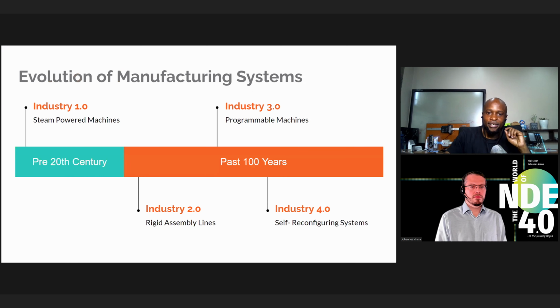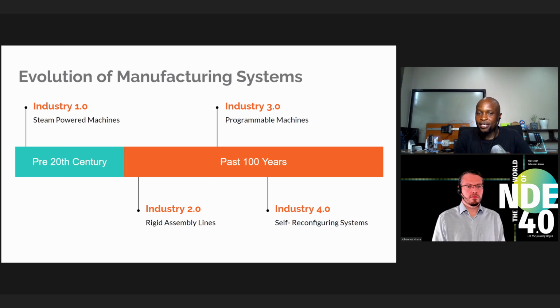Right now, but first, we need to set the context, right? So we need to take a step back and look at the trail of how manufacturing systems have evolved over the past century or so, right? So initially, manufacturing systems consisted of production lines with machines that were dedicated to the performance of specific tasks so that only one type of product could be produced, right?